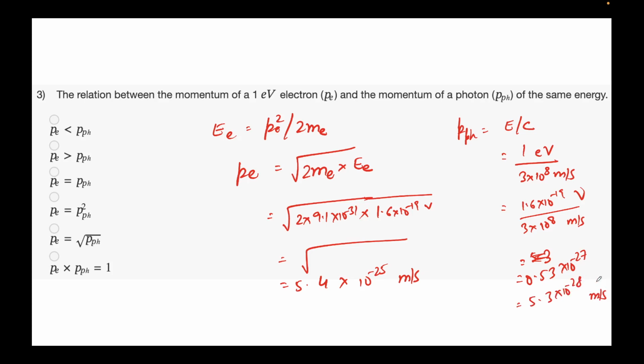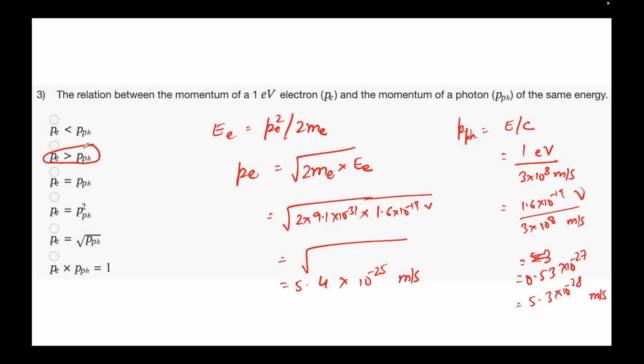You can now clearly see that despite having the same energy, an electron has much more momentum. It's evident. In fact, 3 orders more. Minus 25 is much higher than minus 28, right? So we notice that this is the correct option. Momentum of electron is much greater than momentum of photon. And from the numerical perspective we have solved it.